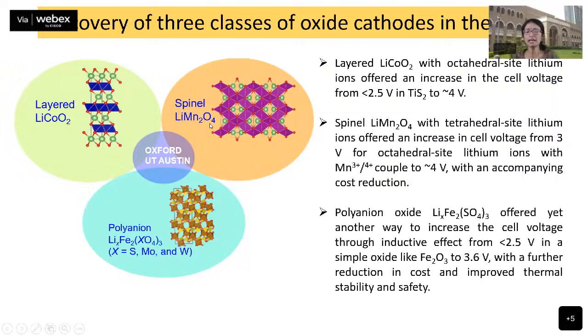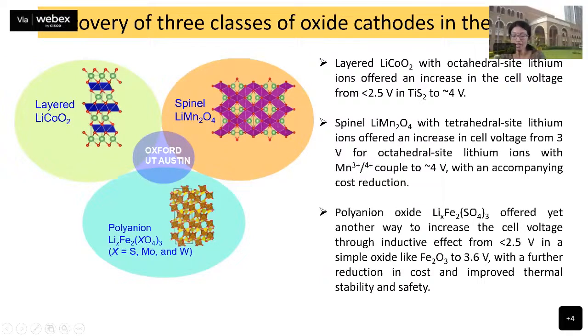Then spinel LiMn2O4. In this case, lithium has two sites in a spinel compound. It has a tetrahedral and an octahedral site. In the octahedral site, the voltage is around 3 volts. Whereas the moment it moves to the tetrahedral site, because of the presence of the Mn3+/4+ couple, the voltage improves to around 4 volts.